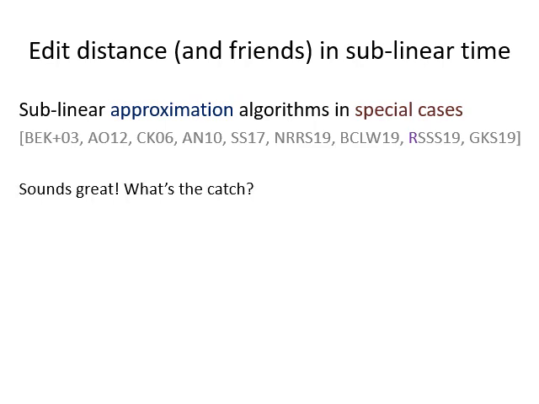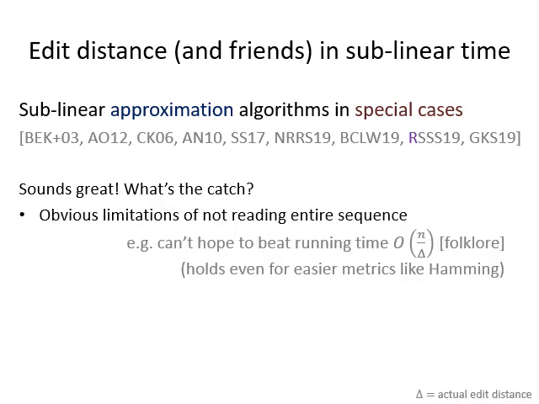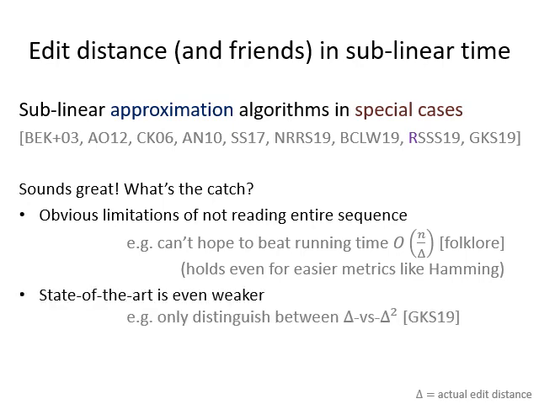It sounds great. There is a downside though. There are some obvious limitations. For example, if the actual edit distance is delta, we might not see any differences between the two strings faster than n over delta time. And this holds even for easier metrics like the Hamming distance. If we can solve this problem in n over delta time, that would be great. The state-of-the-art algorithms are much weaker. For example, they tell us how to distinguish between edit distance delta and delta squared. That's a very weak approximation.